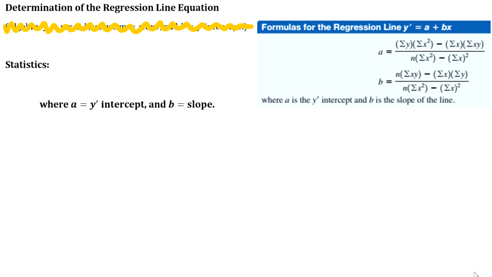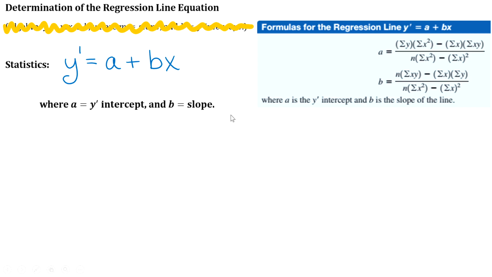Well, throw that out of your brain, at least for the next couple weeks in this class, because in statistics, we write the equation of the regression line with different notation. So it's no longer y equals mx plus b. In statistics, we write it as y prime equals a plus bx. So it's still the same thing, it's just different notation. Okay, so a is now the y prime intercept, and then b is the slope.